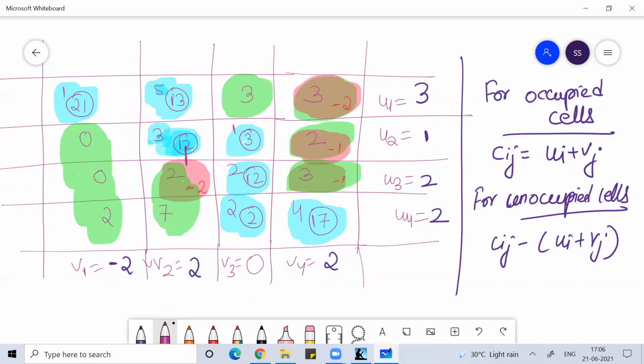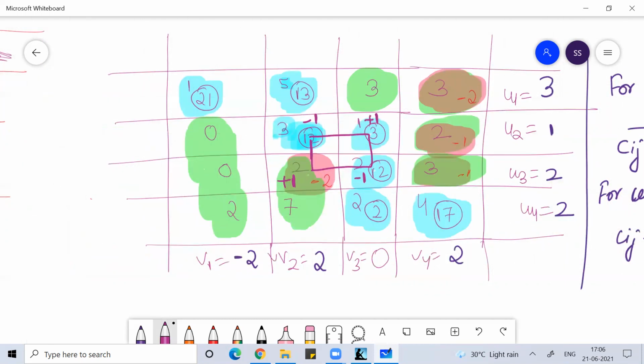Just suppose you do this, you have to draw a loop. You put a plus sign here, this will be minus sign, then this will be plus sign, and then this will be minus sign. Now whichever is negative, we call that theta. The first is theta, the second one will be 12 minus theta, the third one will be 3 plus theta, the fourth one will again be 12 minus theta.